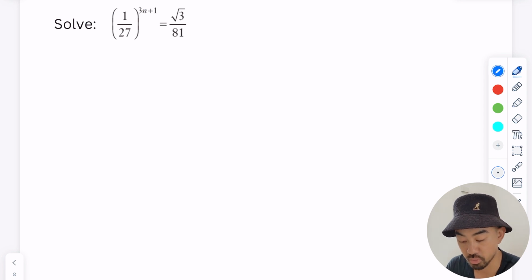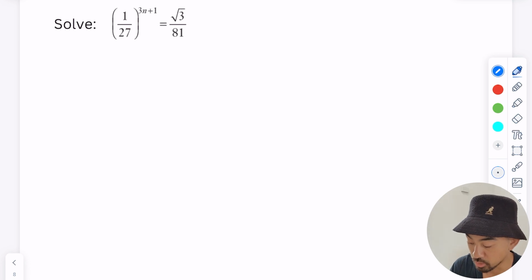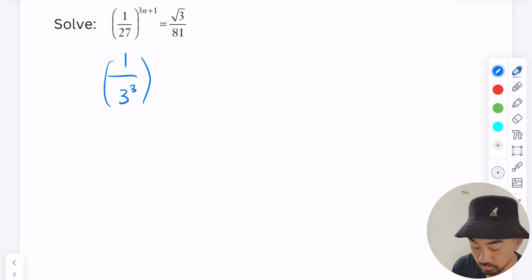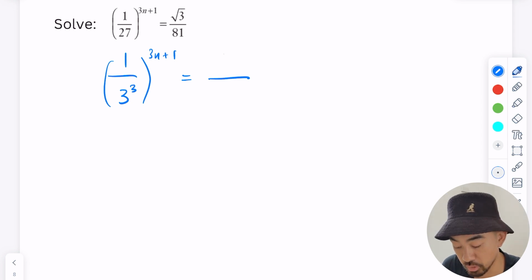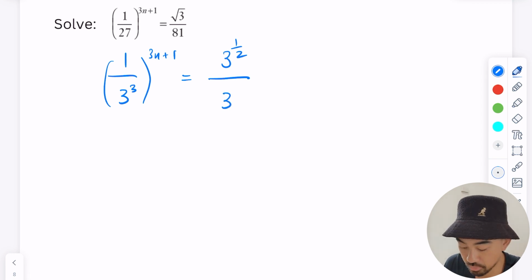Okay, let's look at this one here. So 1 on 27 to the power of 3n plus 1 equals root 3 over 81. Okay, so immediately I'm seeing a lot of 3s, so I can change those numbers with a base of 3. So first of all, I know that 1 over 27, or 27 is 3 to the power of 3. 3n plus 1 is equal to, now root 3 is pretty hard to use, so I can change that surd into an index, which is a half. And 3 to the power of 4 is 81, okay?